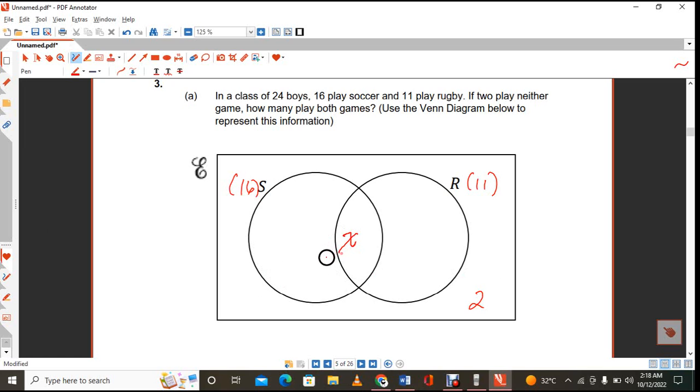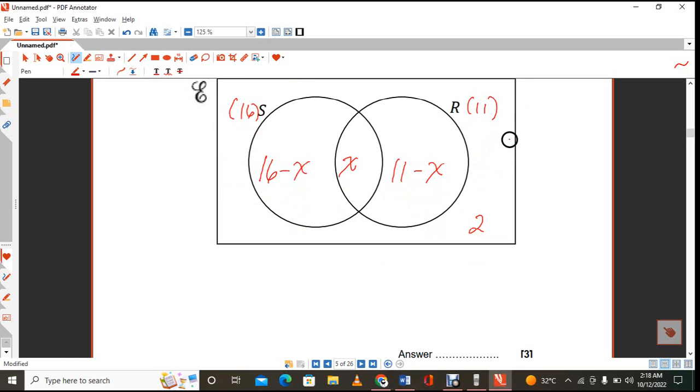We don't know how many play both games, so I'm going to say that is x. In this region here, I'm going to have 16 take away x, and in this region 11 take away x. We're going to use that information and then solve that equation. We also know that the universal set is 24 because there are 24 boys. So if you create the equation, you say 16 take away x plus 11 minus x, plus 2. All of this should equal 24.